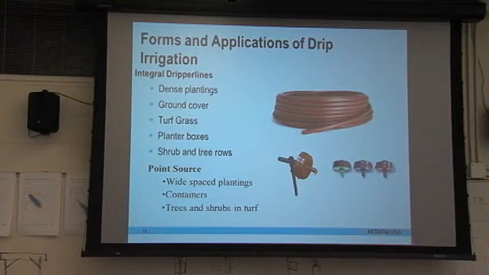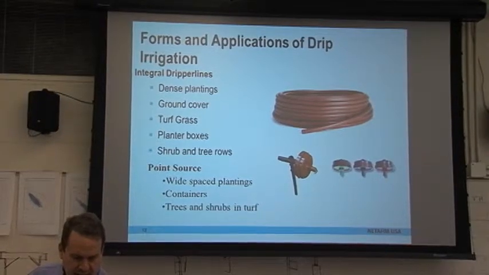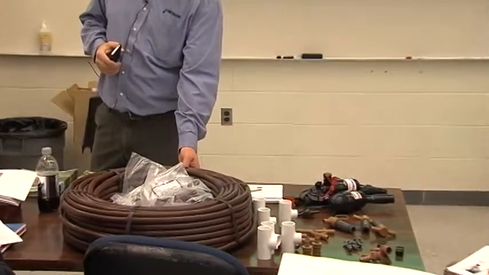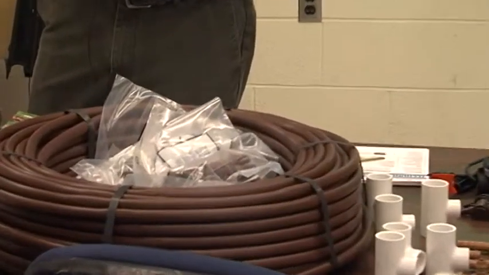So there's basically two forms of drip irrigation that we're looking at. One is an integral dripper line, which is this right here, and we'll take a look at this a little bit closer. This is a 250-foot coil. And basically what happens is the manufacturer puts the emitter in the tubing already. Okay, they all have the same flow rate. They're spaced at a very uniform distance.